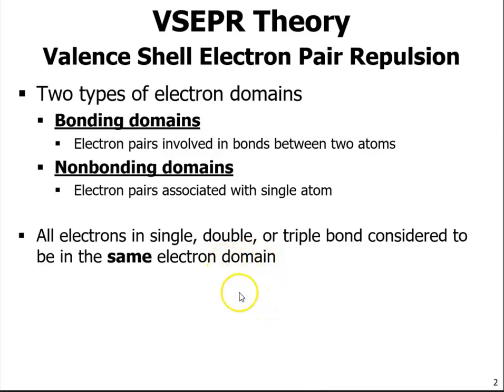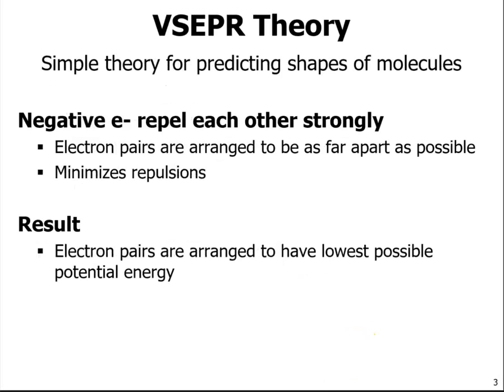When we're talking about domains, we're talking about single, double, triple bonds. Those are all considered the same domain. So a single bond or a double bond or a triple bond, those are one electron domain unit. And then lone pair of electrons are another set of domains. But let's get more into this in the next set of slides. We're looking at the VSEPR theory again, and those negative electrons are going to repel each other. And so the electron pairs are arranged to be furthest away from each other, and that's the lowest possible potential energy. And systems tend to like to be at the lowest energy.